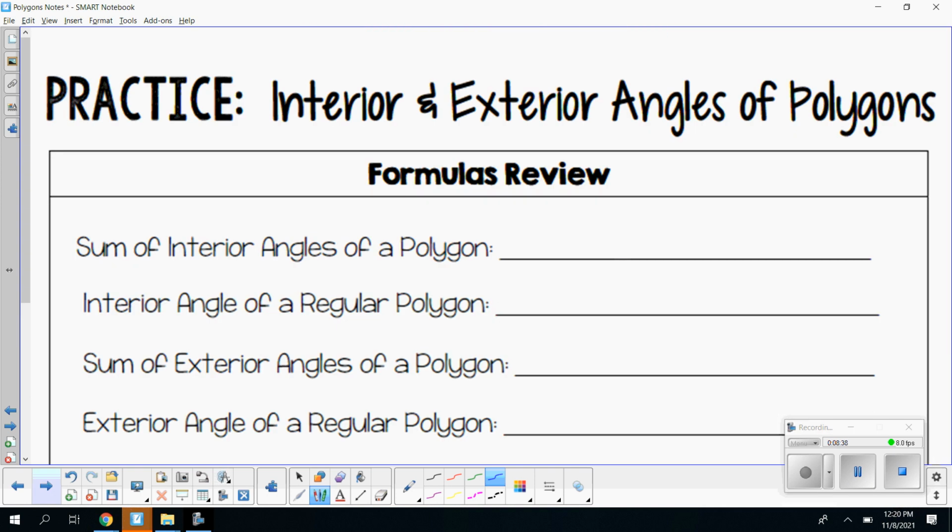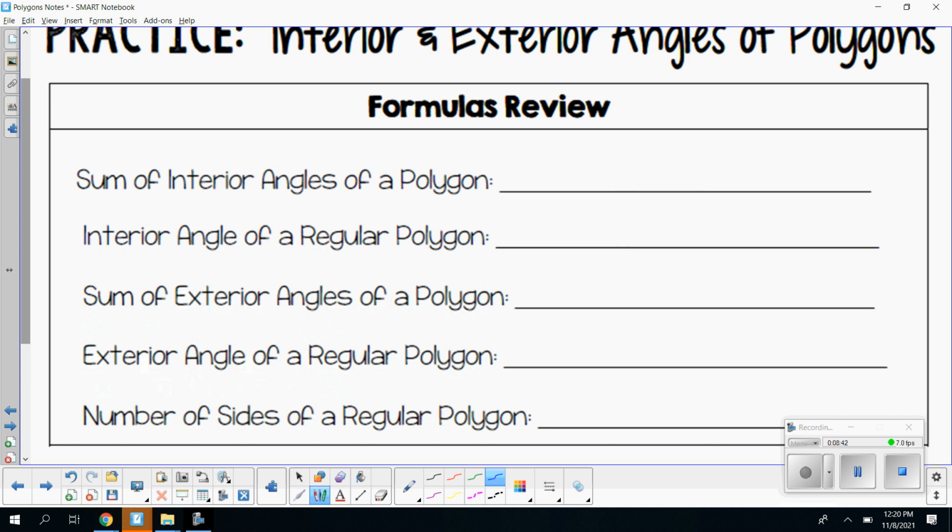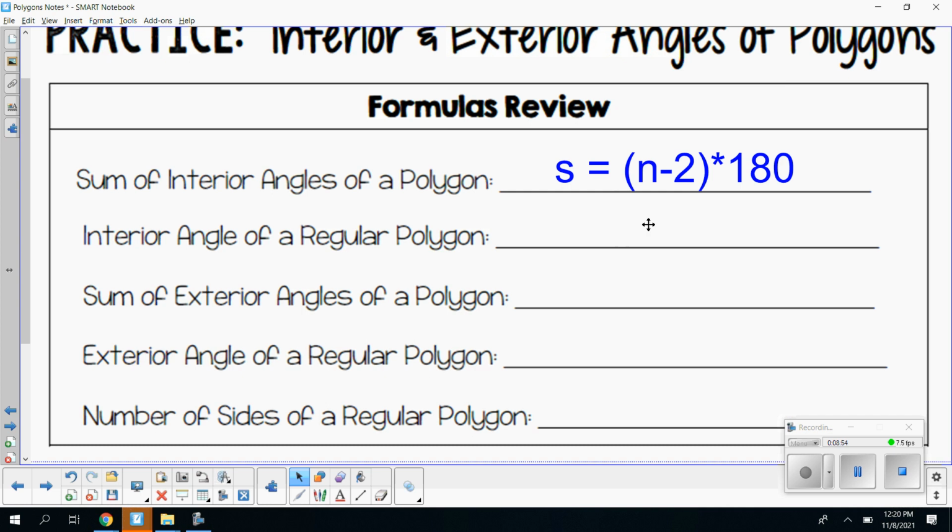All right, so let's review our formulas. The sum of the interior angles of a polygon, our formula is S equals N, the number of sides, minus 2 times 180. For our formula for the interior angle of a regular polygon, we're going to take the sum of the interior angles, S, and divide it by N, the number of sides.